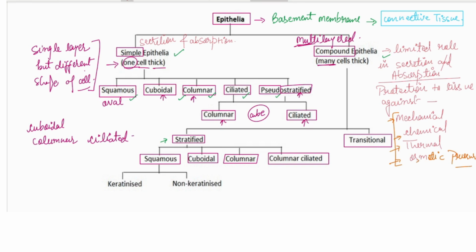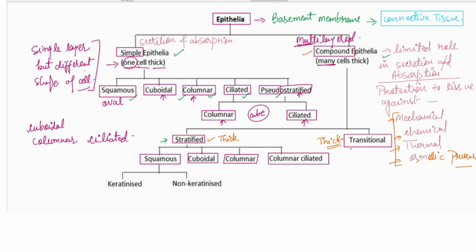Okay, so that is what about the compound epithelium. It may be the stratified, it may be the transitional. Why stratified? Again, it is many layers, so it would be thicker. It would be thin in comparison to the transitional, and transitional would be the thicker. Or we can say it is thicker or thin in comparison to the simple epithelium we are calling.